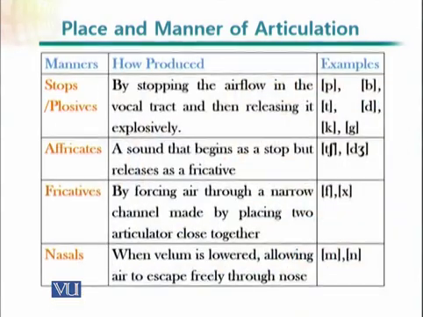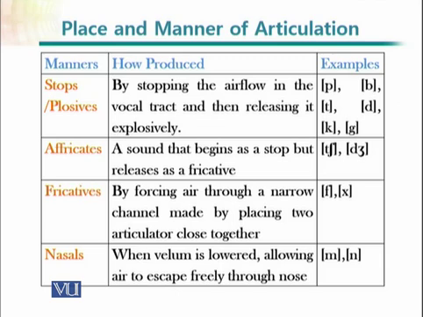We have stops and plosives, which are produced by stopping the airflow in the vocal tract and then releasing it explosively. Pa and ba sounds are typical examples of this. We have affricates, which are produced when a sound begins as a stop but is released as a fricative, and we have various examples of these sounds as well. We have fricatives, which are produced by forcing air through a narrow channel made by placing two articulators close together, and the fa sound is a typical example.